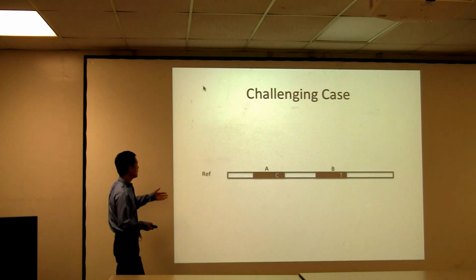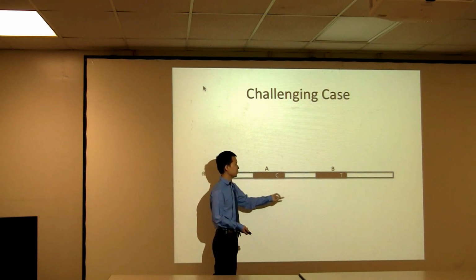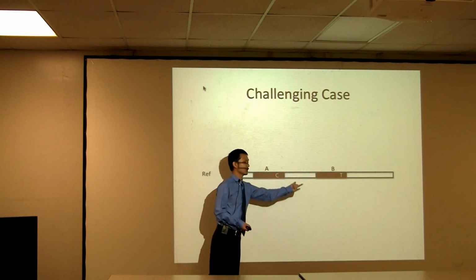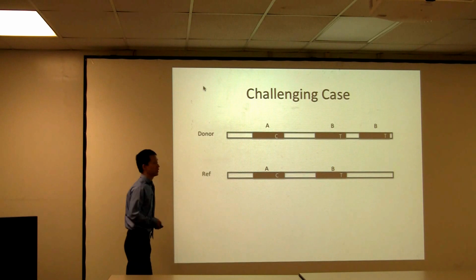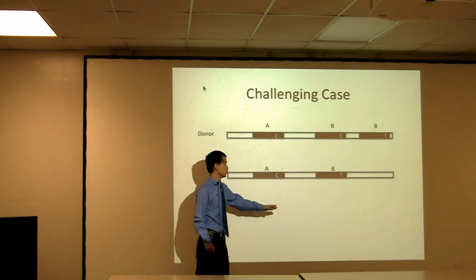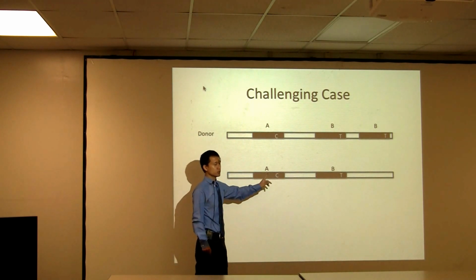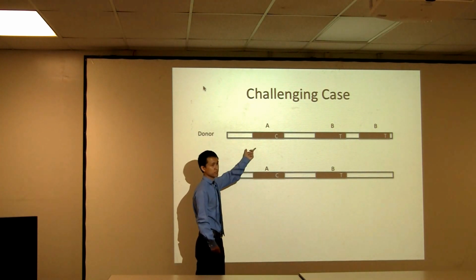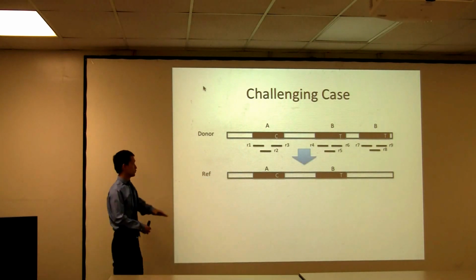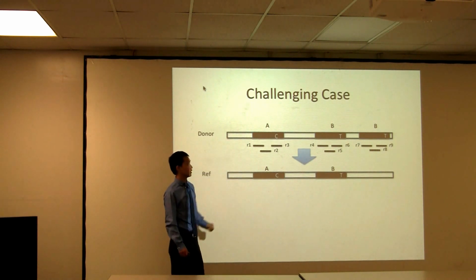So in this example, we have the reference genome. In the reference genome, we have two regions, A and B. They are very similar, and they only differ by one single nucleotide. In the donor genome, the region B is duplicated. So the copy number of region B in the donor genome should be 2, and the copy number of A should be 1.